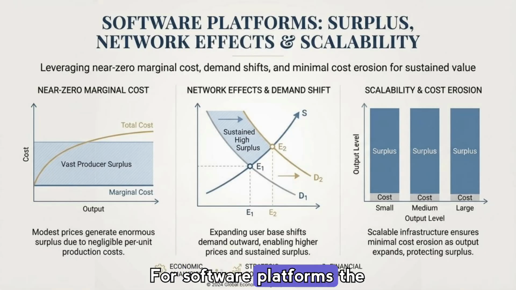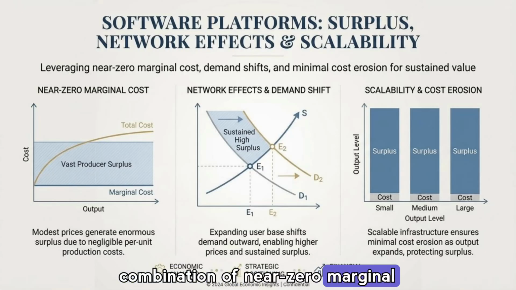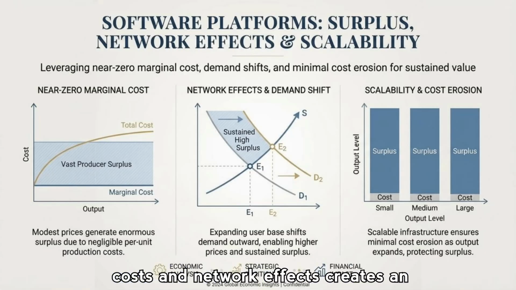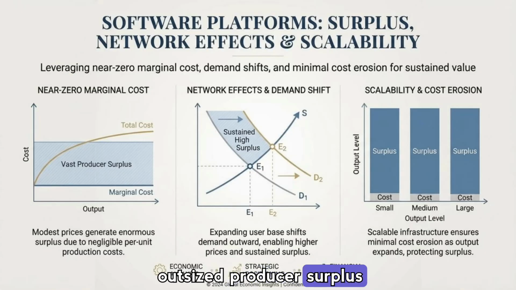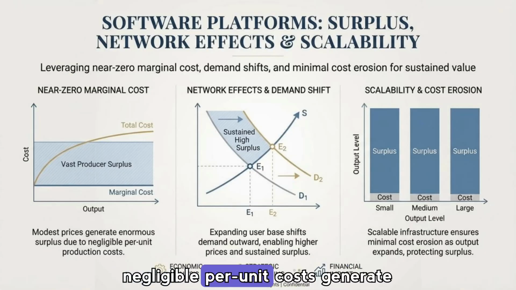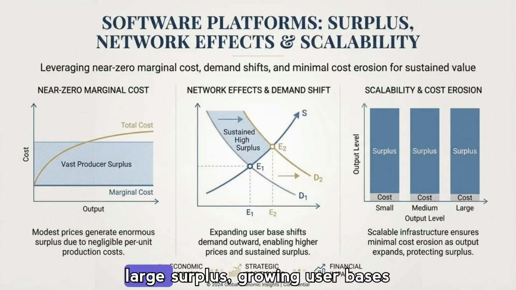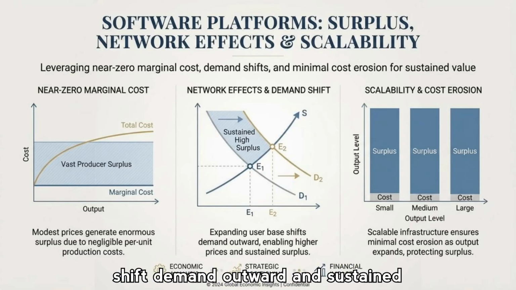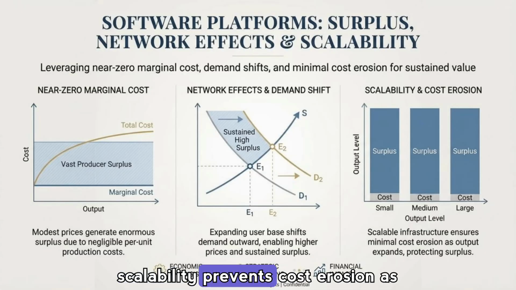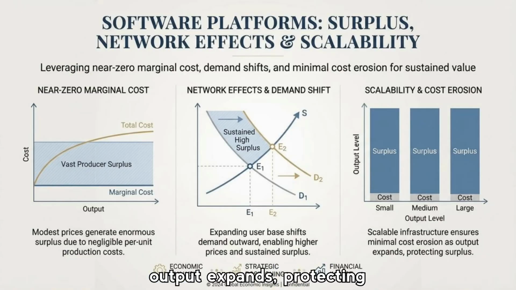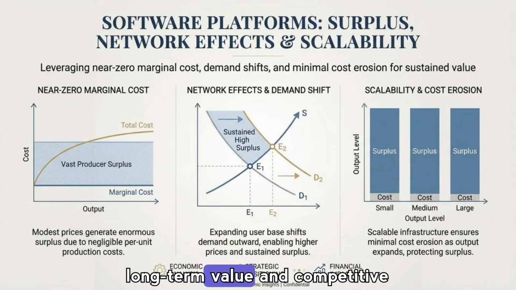For software platforms, the combination of near-zero marginal costs and network effects creates an outsized producer surplus opportunity. Modest prices over negligible per-unit costs generate large surplus, growing user bases shift demand outward, and sustained scalability prevents cost erosion as output expands, protecting long-term value and competitive advantage in digital markets.